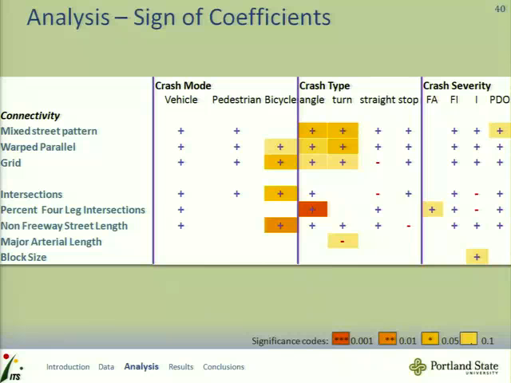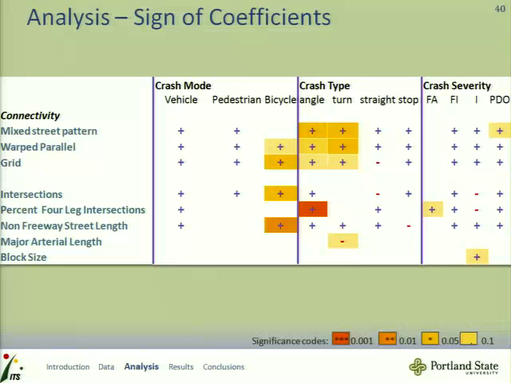Now, since the Ewing and Cervero scale was not a continuous variable, it was discrete in the models, it gets shown as the other types relative to it. So this is mixed street pattern relative to loops and lollipops, warped parallel relative to loops and lollipops, and grid relative to loops and lollipops. So warped parallel and grid were significant for bicycle, which seems to indicate that the more we get to there being a more grid-like structure, there may be more incidents of bike crashes.